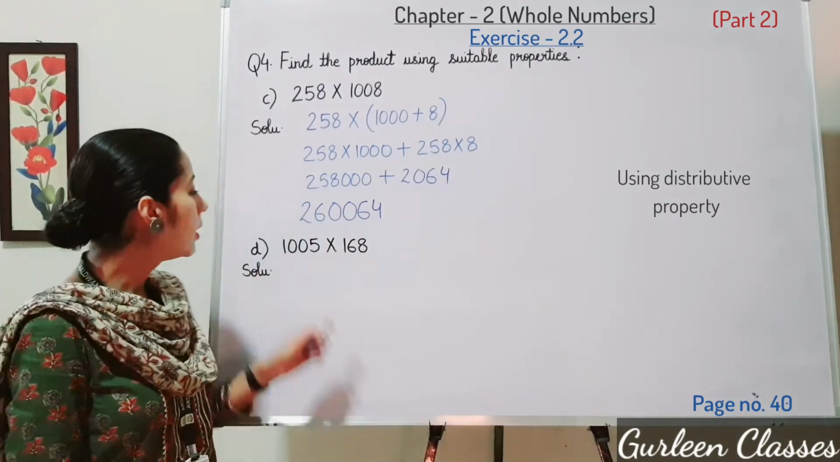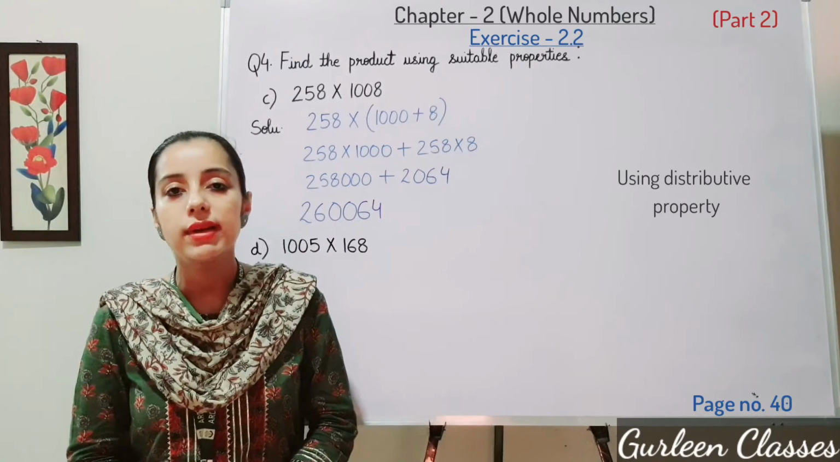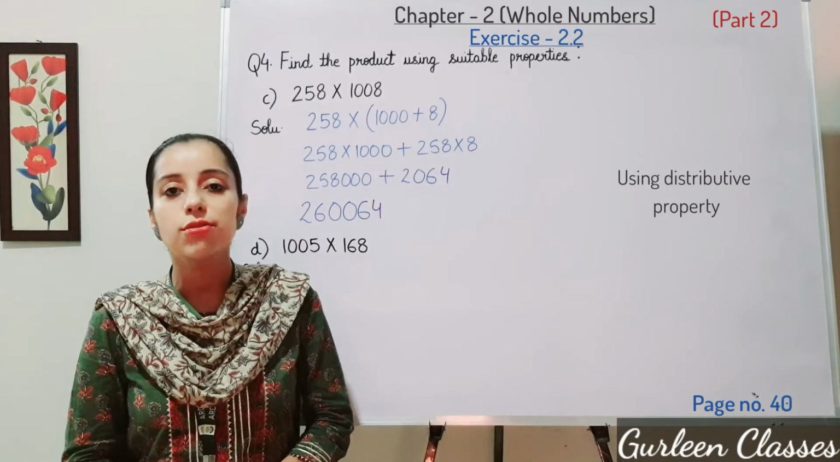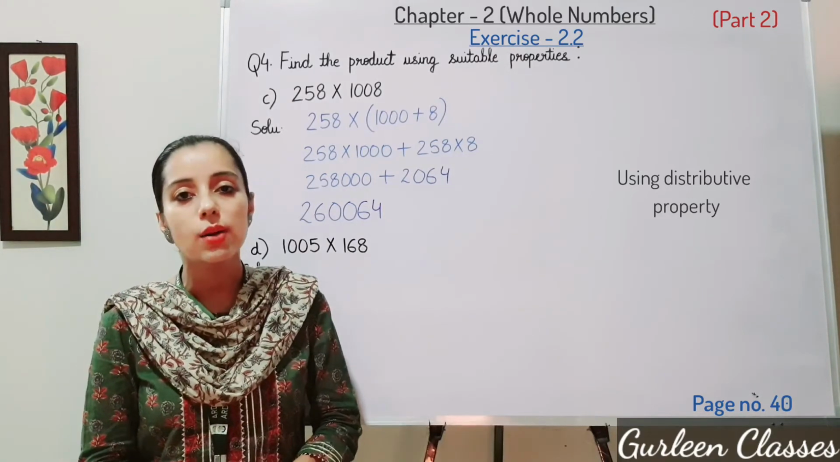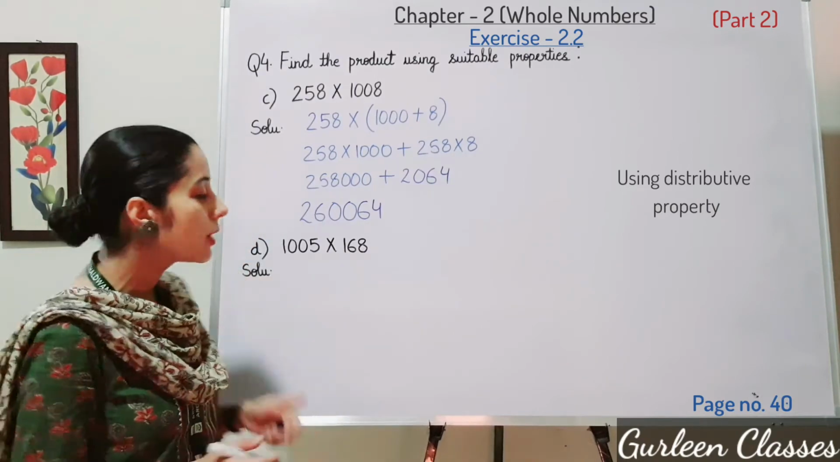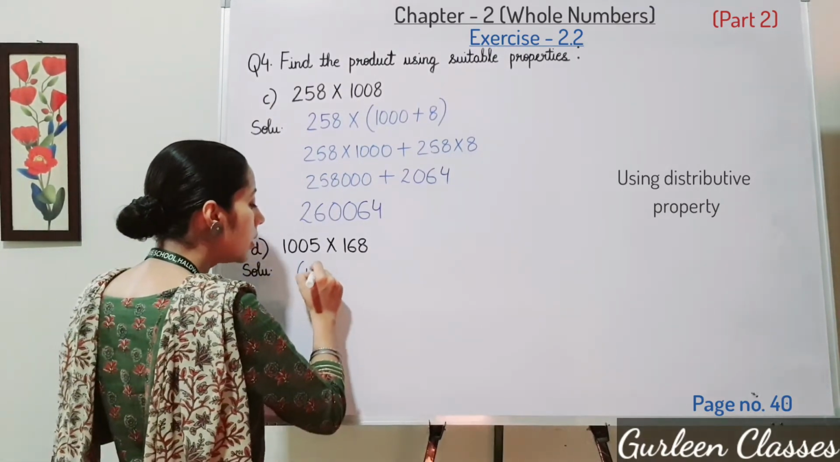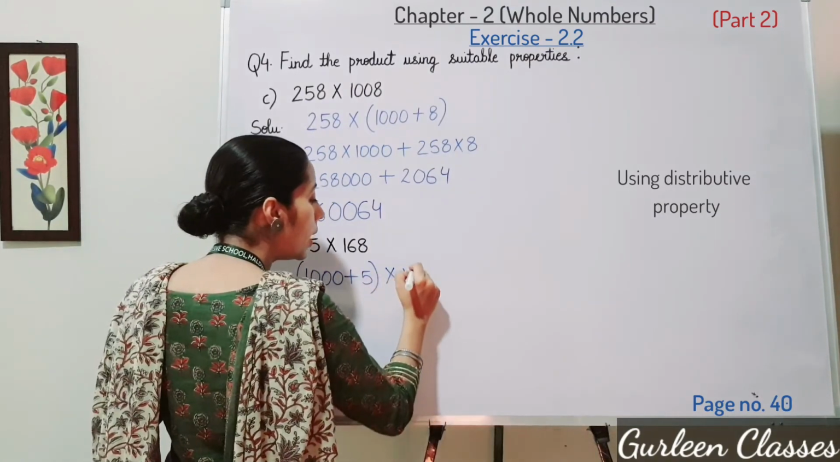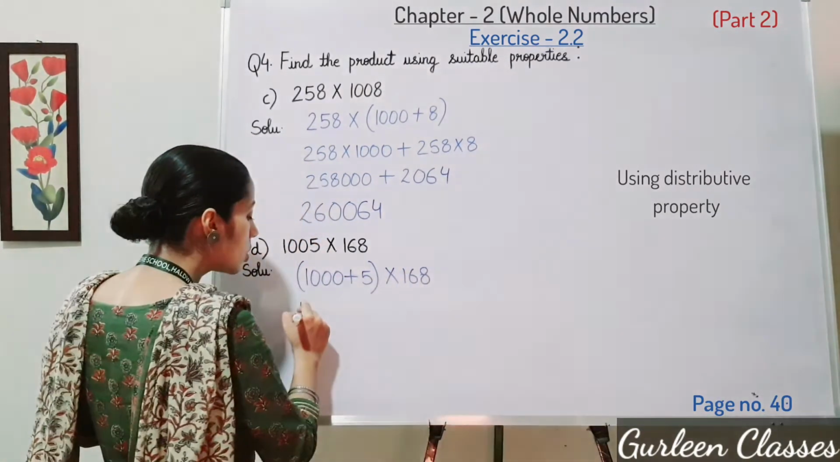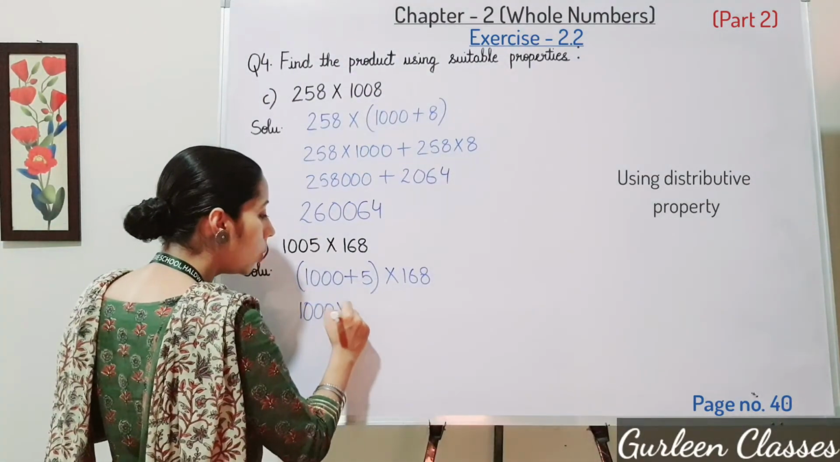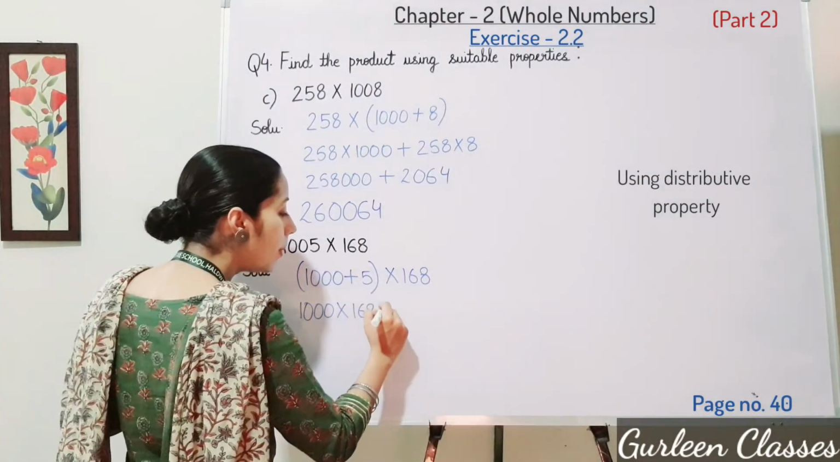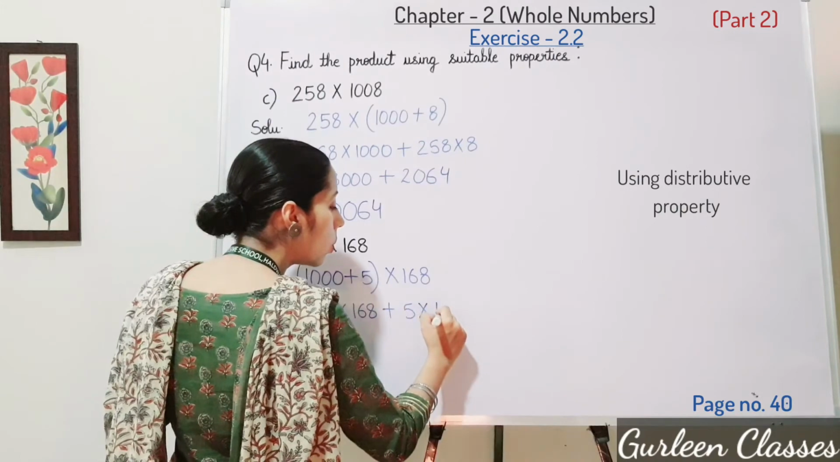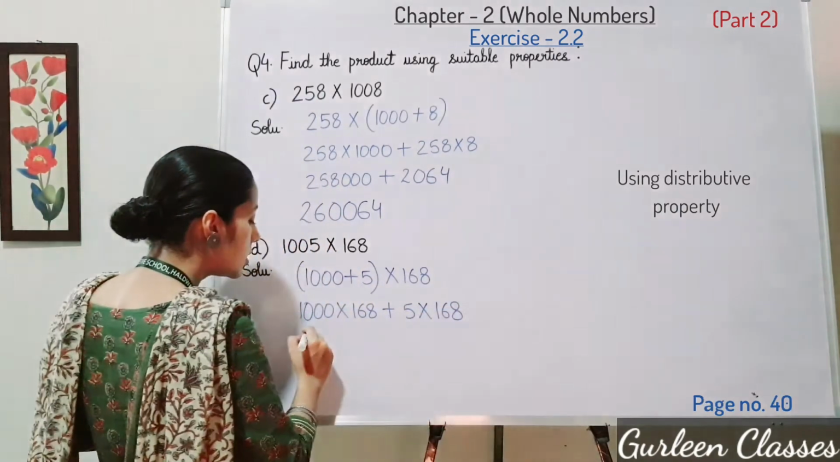Now D bar, 1005 into 168. So here 1005 can be distributed as 1000 plus 5. So let us write here 1000 plus 5 into 168. So multiply 1000 into 168 plus 5 into 168.